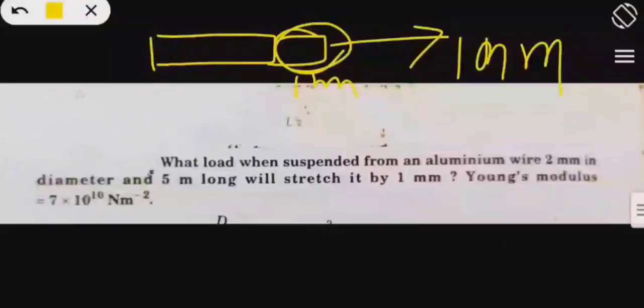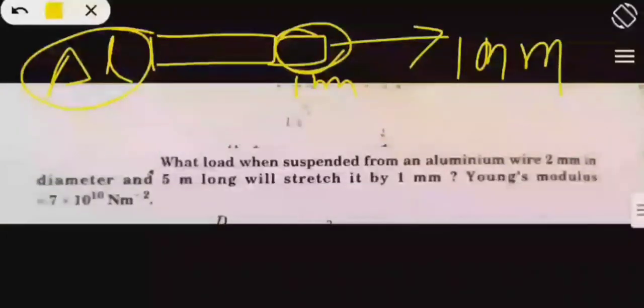This data, 1 mm, is nothing but your delta L, the change in length. We are representing the elongated length with the symbol delta L. So delta L is given as 1 mm, and obviously Young's modulus is given as 7 into 10 to the power 10 Newton per meter square.